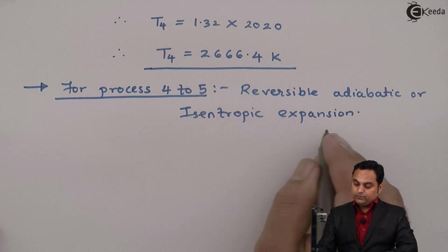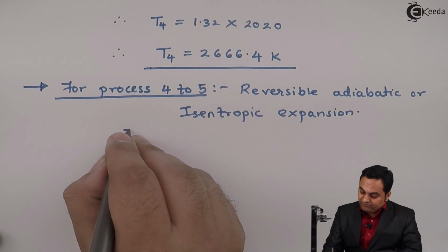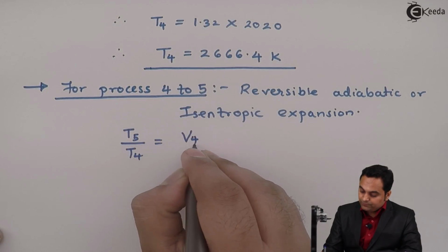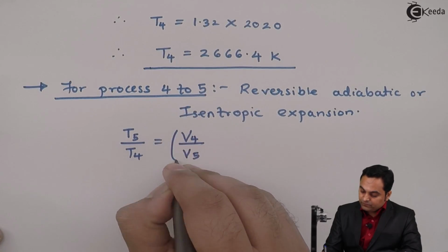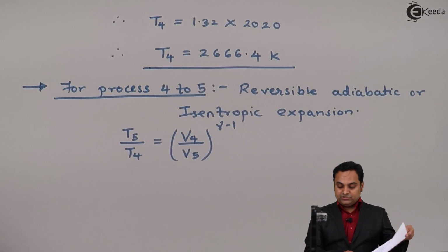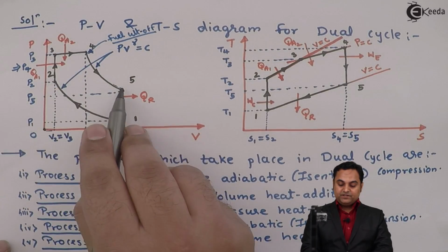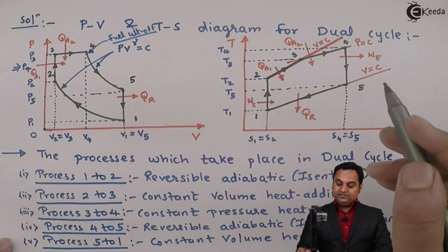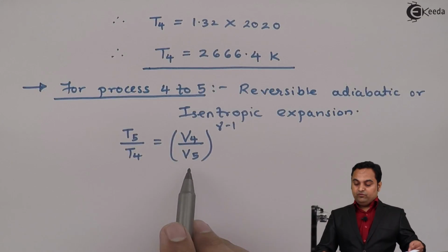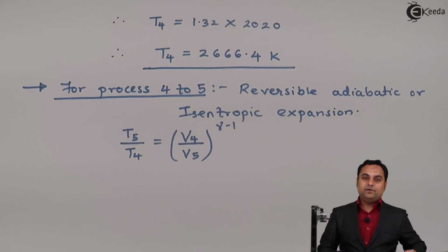So here we can write down that the expansion ratio T5 upon T4 is equal to V4 upon V5 raised to gamma minus 1. This can be written for the isentropic process, because like compression was isentropic, even the expansion is isentropic. Temperatures and volumes are inversely proportional.